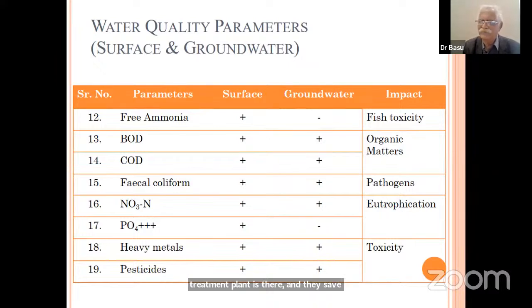Organic matter is coming. Suppose we defecate in the morning. Where do our stools go when we flush it? It goes to the river. But in between, it has been collected through sewer lines, and the sewage is treated. The amount of sewage and organic waste that comes, we measure in terms of BOD.